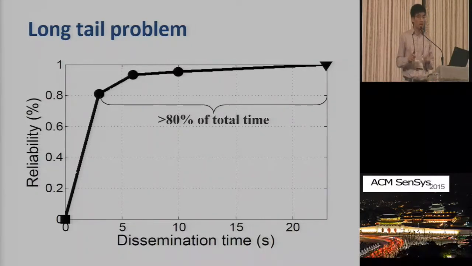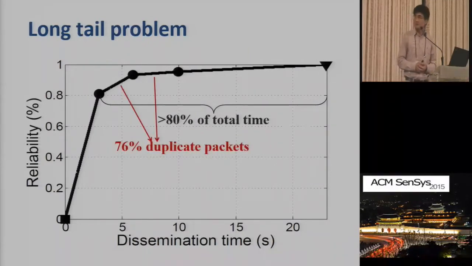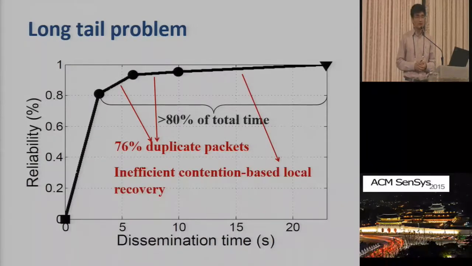That is to say, it spends more than 80% of the total dissemination time to achieve less than 20% of the reliability. Why? We dig into the packet traces, and we found that in the second and the third round, more than 70% of the received packets are duplicates. And the last local recovery phase is very time-consuming because it is based on CSMA multiple access.